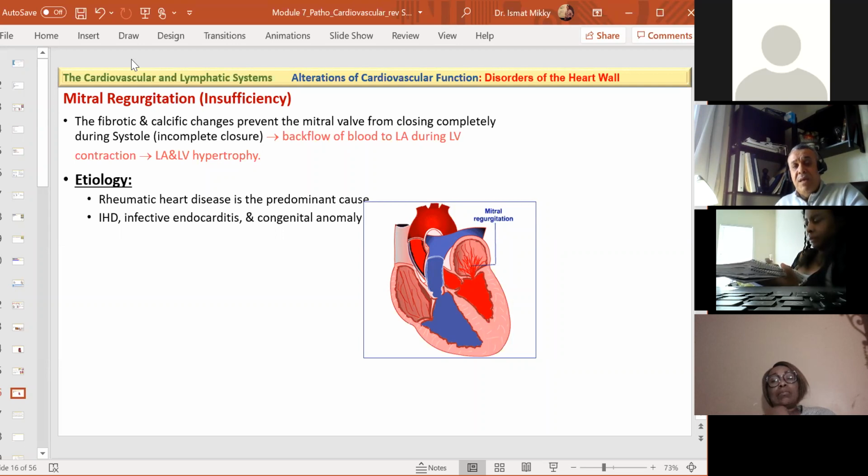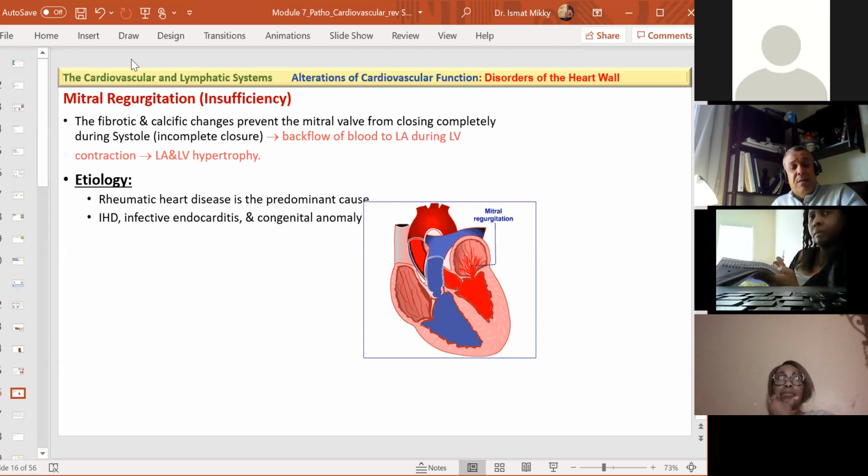Patients will be similar to mitral stenosis, in that they could have mitral regurgitation and be asymptomatic for many years, for decades, until they have a significant decline in cardiac output, which results in fatigue, general weakness, dyspnea on exertion, or orthopnea.